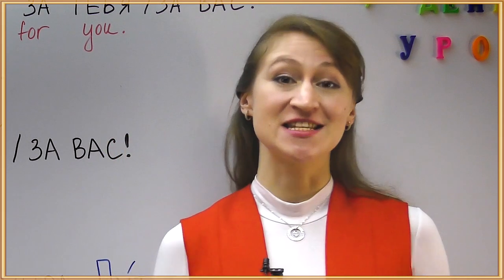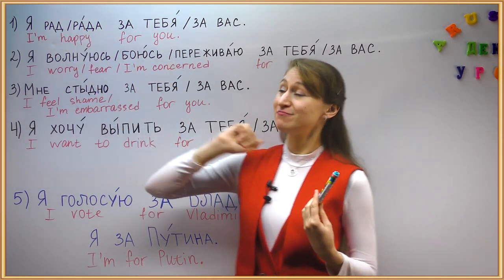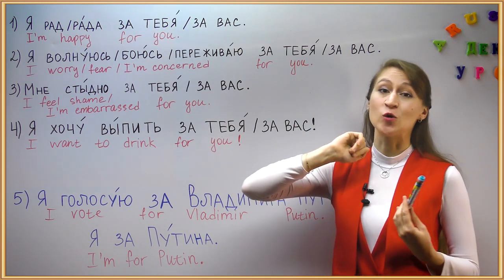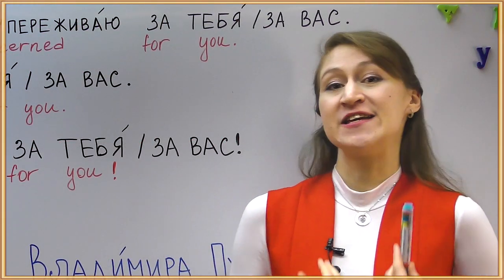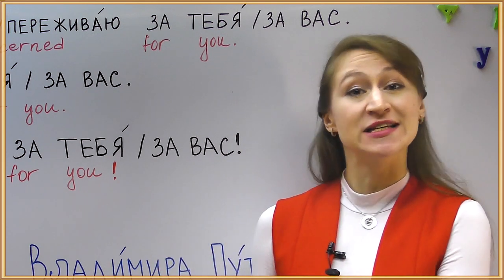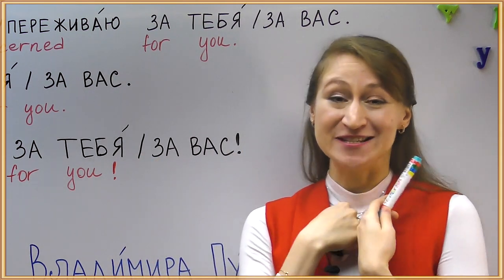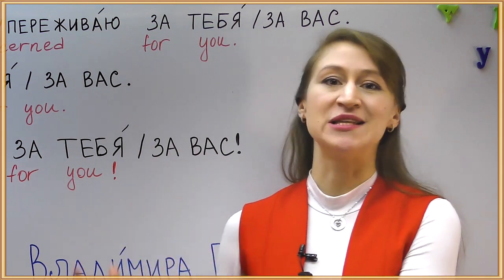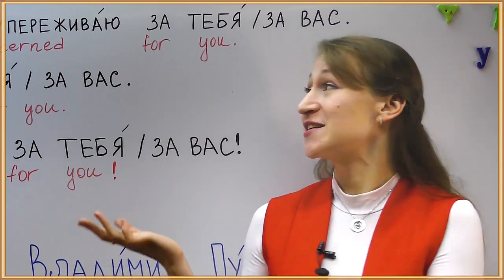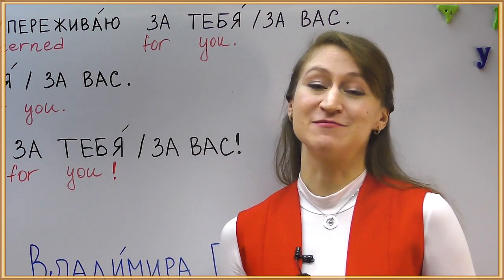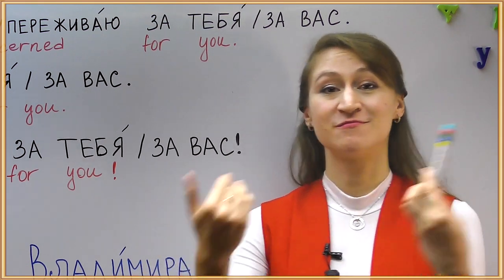The same context, the same idea lies behind such phrases as я рад or я рада за тебя or за вас. So I'm happy for you. In this situation, I feel happiness, I feel joy because you did something. You did it and you should experience happiness. But I also experience it as if I was in your place, in your situation. You may experience happiness or you may not experience happiness in this situation. It doesn't matter. I'm still feeling this. I'm still happy. Even if you're not happy, I can be happy.